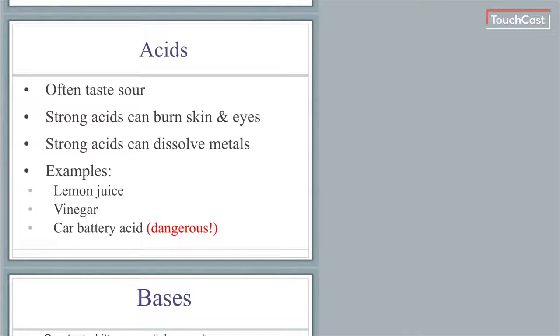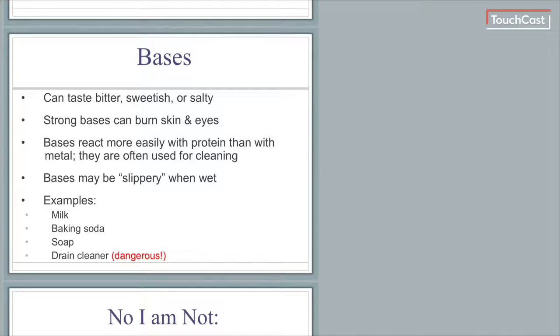Some characteristics of acids are that they often taste sour, strong acids can burn your skin and eyes, strong acids can dissolve metals, and some examples of everyday acids are lemon juice, vinegar, and car battery acid, which is very dangerous.